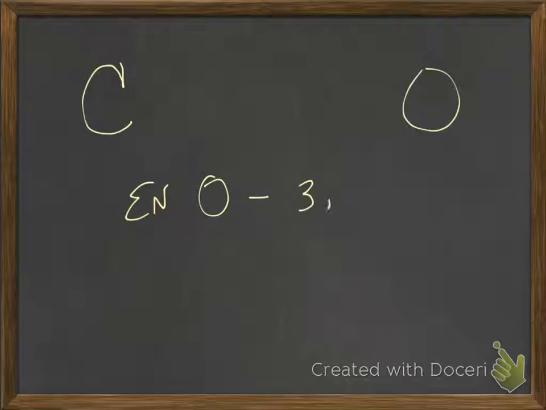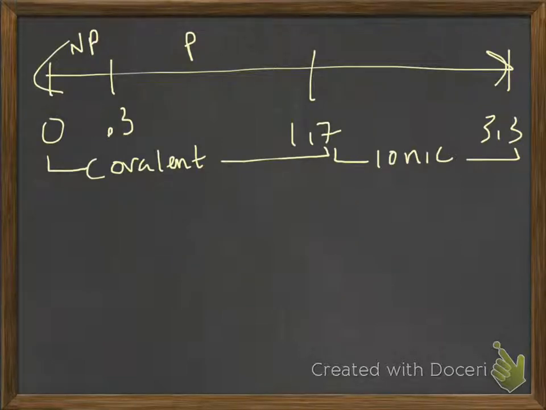So, how about carbon and oxygen? Okay, so oxygen has an En of 3.5. Who's got carbon? What is it? 2.5. What's their electronegativity difference? 1. What kind of bond are they going to form? They're going to form a polar covalent bond.